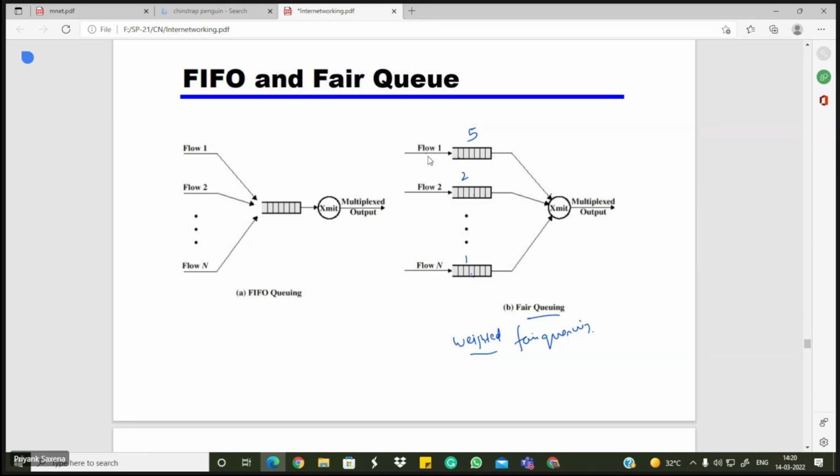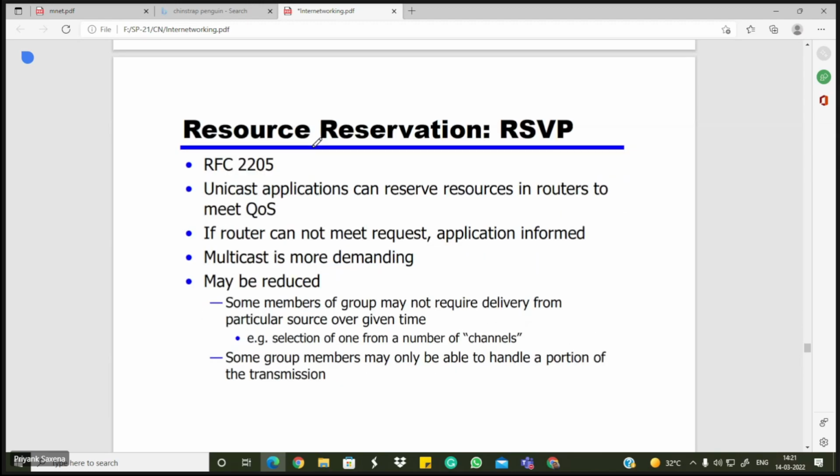So it will take 5 packets from flow 1, 2 packets from flow 2, and from flow 3 it will take only 1 packet, right? So this is called weighted fair queuing. Here you assign a weight to different flows depending on their requirement, and they are queued and served based on that, right? This is about fair queuing.